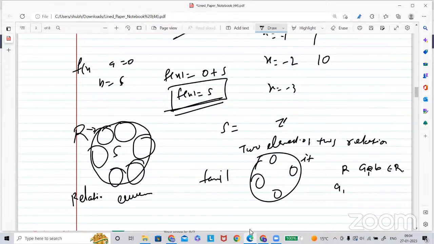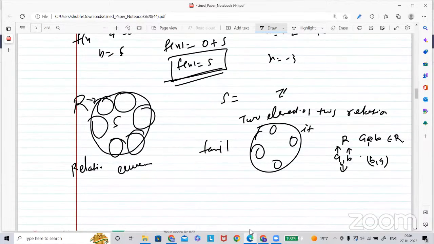How? If A is related to B, if a person A is related to person B, then what? That means their fathers are the same. Similarly, B is also going to be related. Am I audible? Yes, sir. So you are getting what I am saying, the relation? Okay.